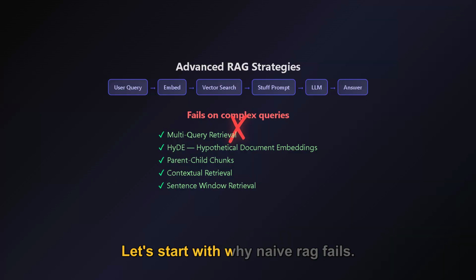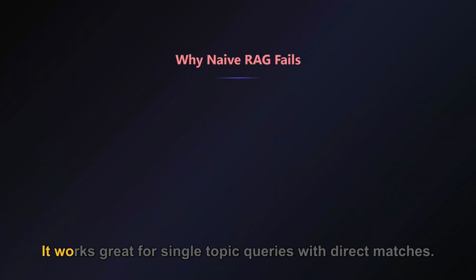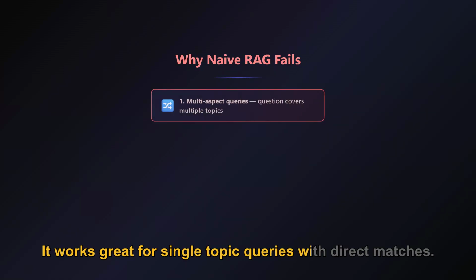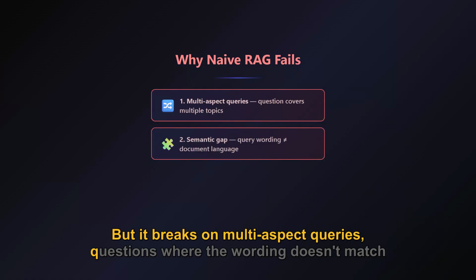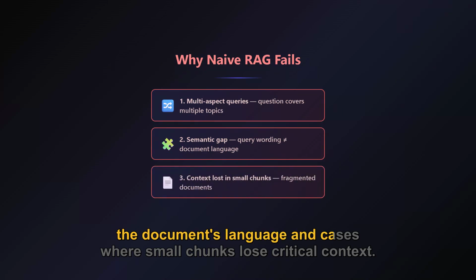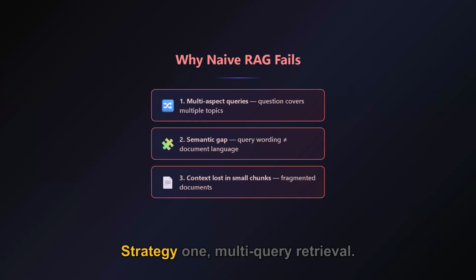Let's start with why naive RAG fails. It works great for single-topic queries with direct matches. But it breaks on multi-aspect queries, questions where the wording doesn't match the document's language, and cases where small chunks lose critical context.